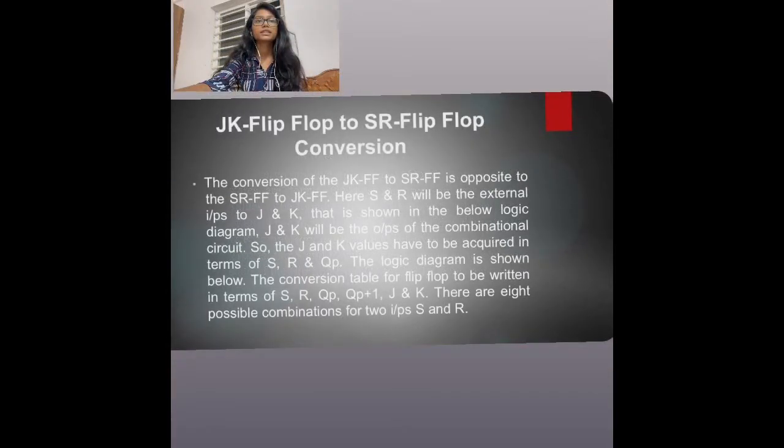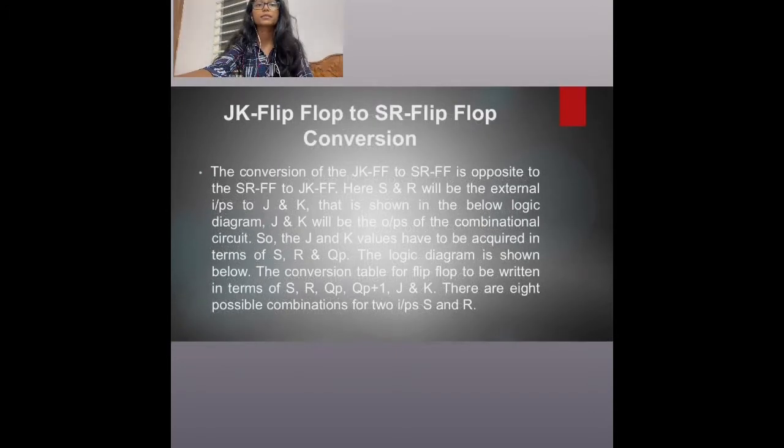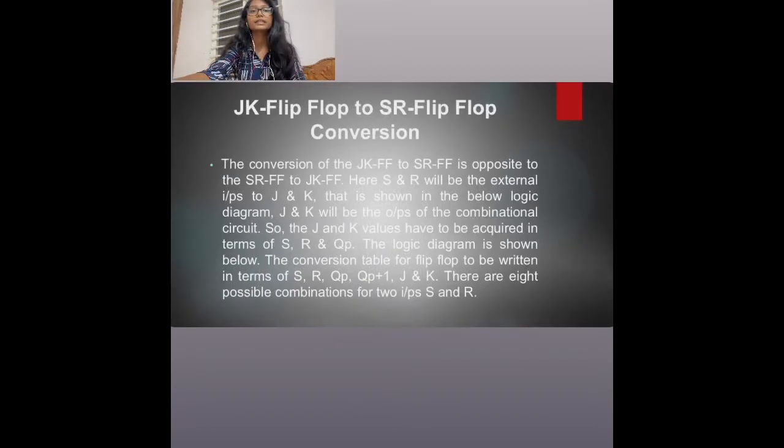JK flip-flop to SR flip-flop conversion. The conversion of the JK flip-flop to SR flip-flop is the opposite of the SR flip-flop to JK flip-flop conversion. Here S and R will be the external inputs to the JK flip-flop in the logic diagram below. J and K will be the outputs of the combinational circuit, so the J and K values have to be acquired in terms of S, R and QP. The logic diagram is shown below. The conversion table is to be written in terms of S, R, QP, QP plus 1, and J and K.